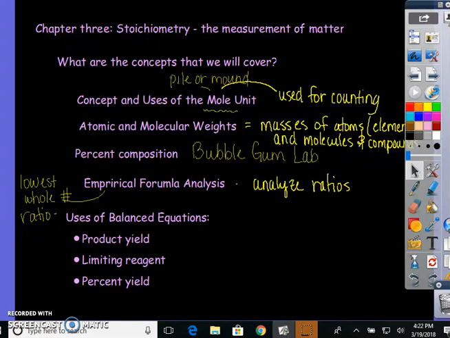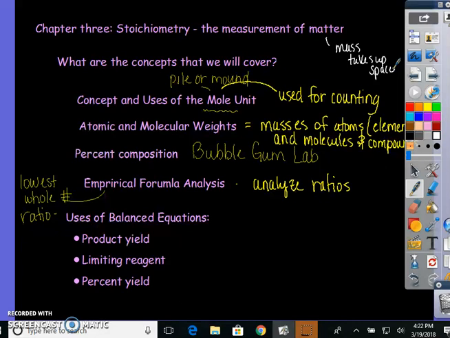Chapter 3, of course, is stoichiometry, and this is the measurement of matter. You guys remember that matter is anything that has mass and, of course, takes up space, and we call that volume. So anything with mass and volume. We talked about energy in terms of electrons the first quarter of the semester. So this one we're going to devote to talking about mass and things that take up space.